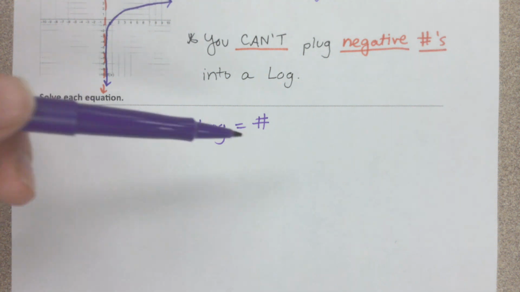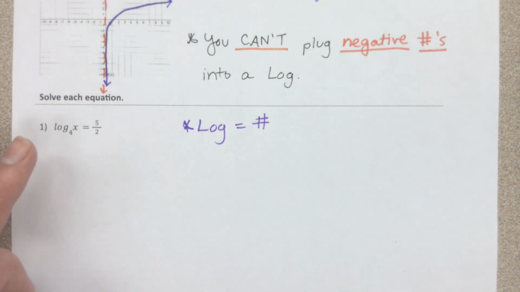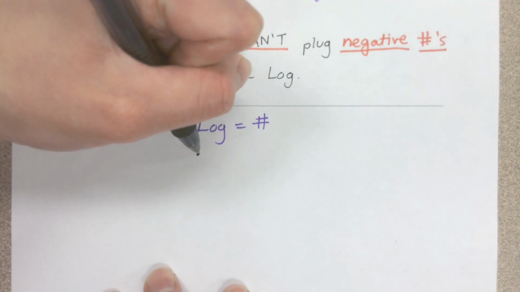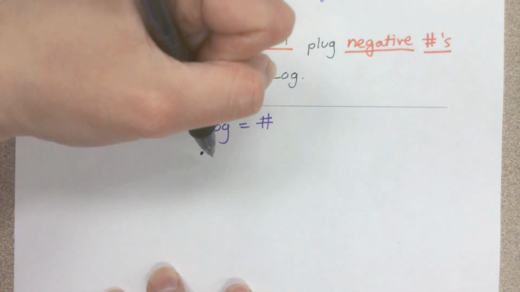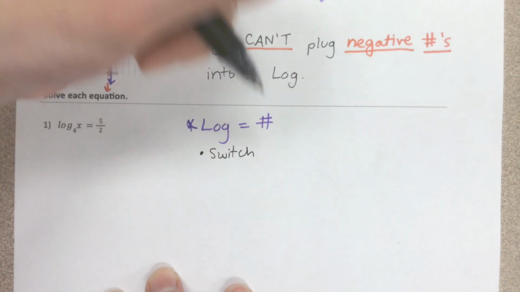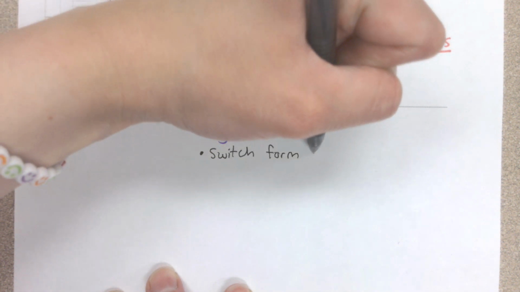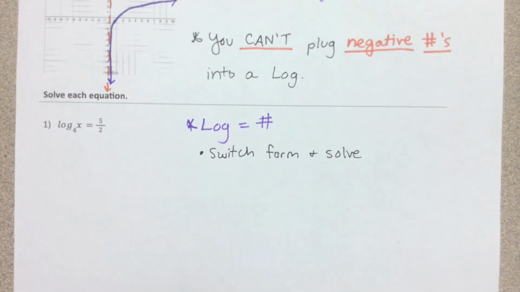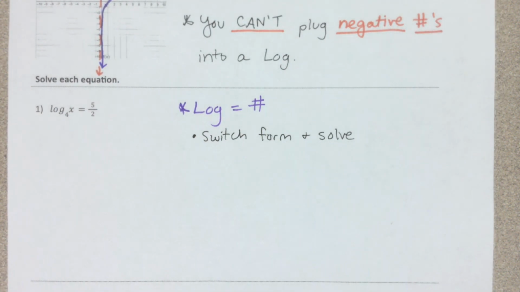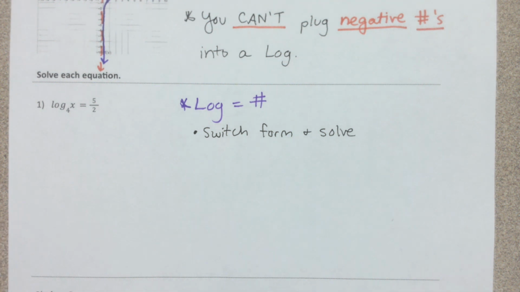I would like to clarify, it's more so the fact that we have one log on one side and then the other side is not a log, it's something else. Usually a number, sometimes it could be another x, sometimes it could be a whole expression, but just the fact that you have one log and that's it. That's what's important. So whenever you have log equals number, the way to solve is you switch the form and solve. That's the approach, which is what we did in Tuesday's notes.